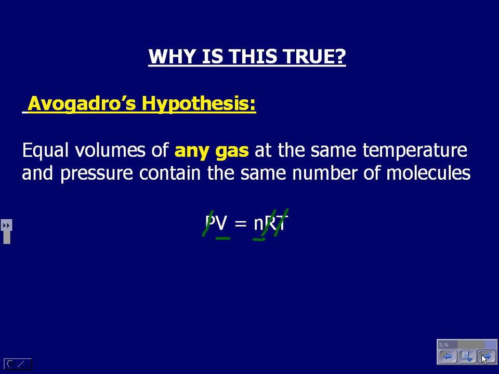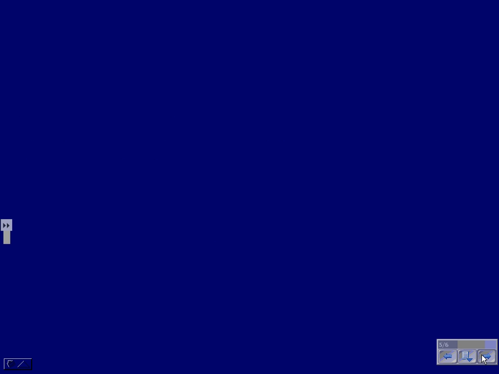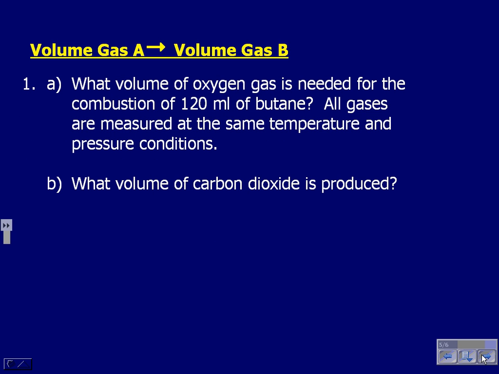It was Avogadro's hypothesis, along with the ideal gas law and some other calculations, that allowed chemists to calculate Avogadro's number, 6.02 times 10 to the 23, which is why they call it Avogadro's number. It was based on his original idea. Okay, now this is the example. I'll put that up in a moment.